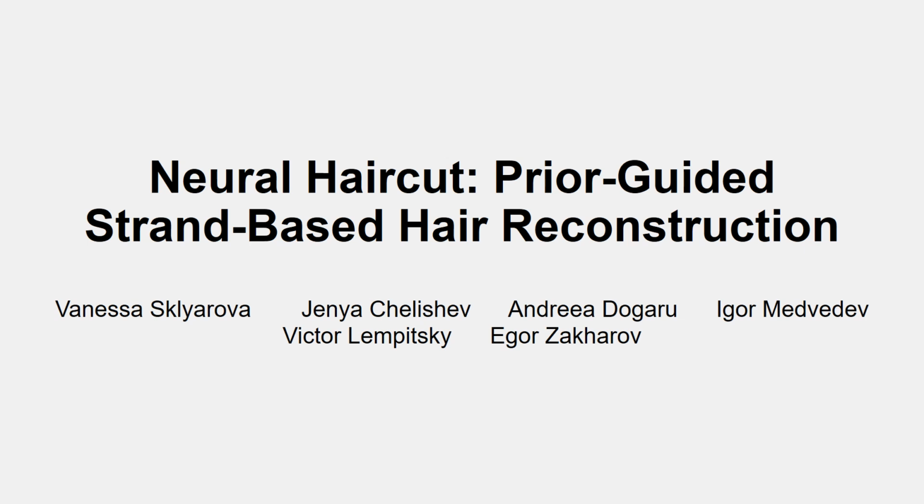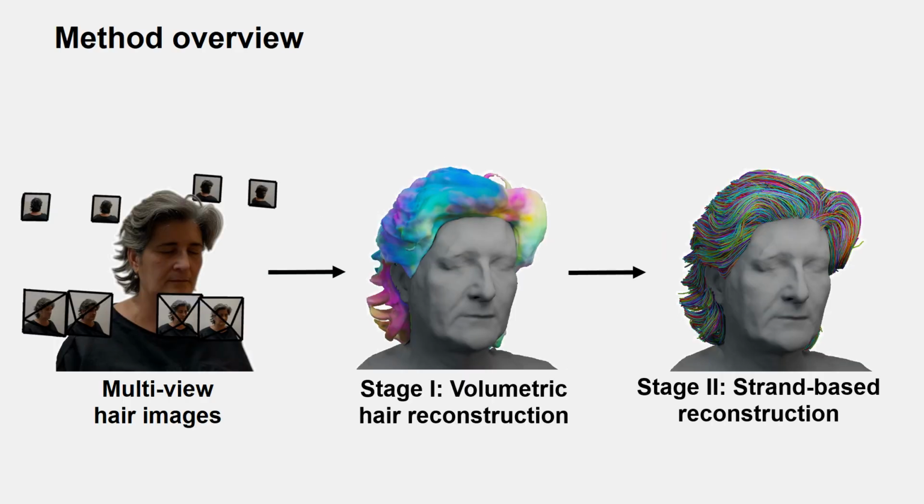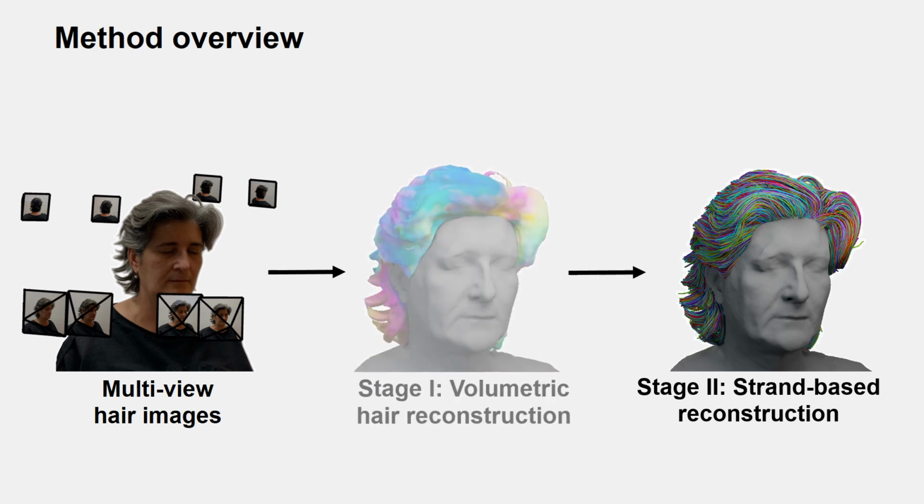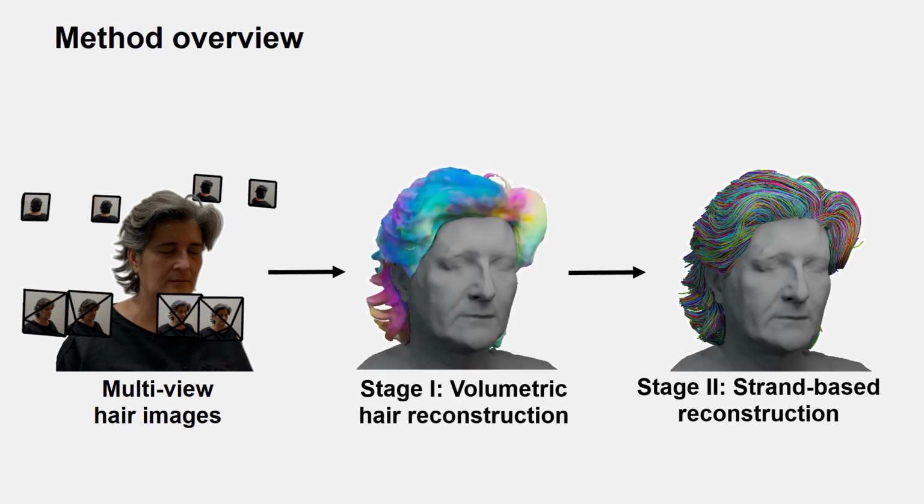We propose a new image-based modeling method named NeuralHaircut that recovers human hair from multi-view photographs or monocular videos. Our approach consists of 2 stages. During the first stage, we reconstruct coarse hair, head, and shoulders geometry using neural signed distance functions and an additional hair growth direction field. At the second stage, we use the coarse volumetric geometry to reconstruct individual hair strands.